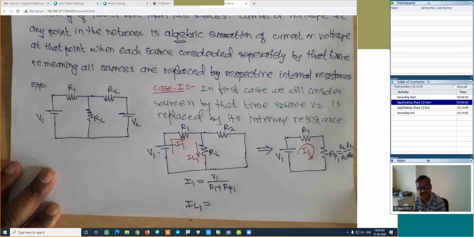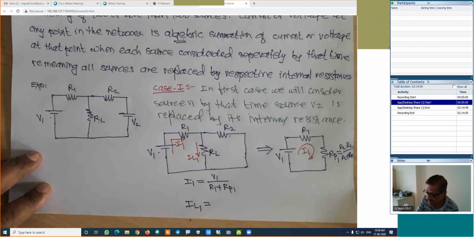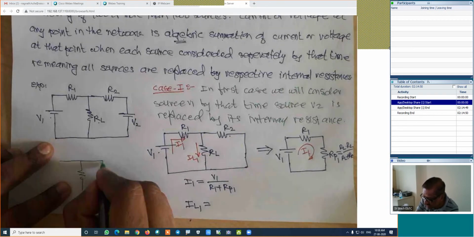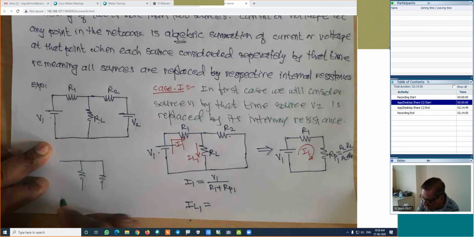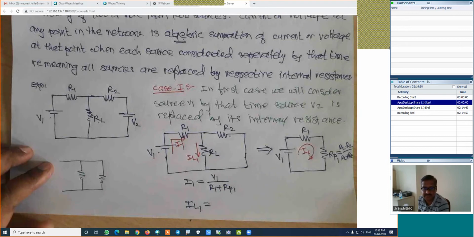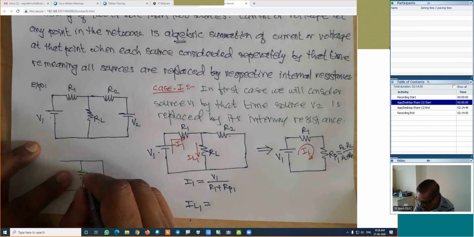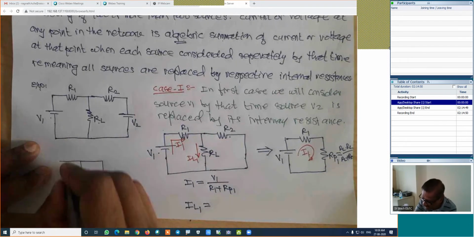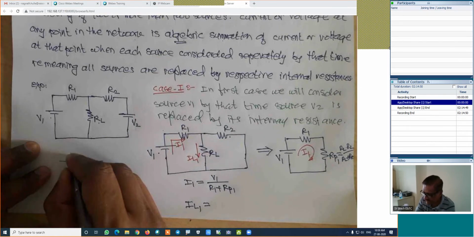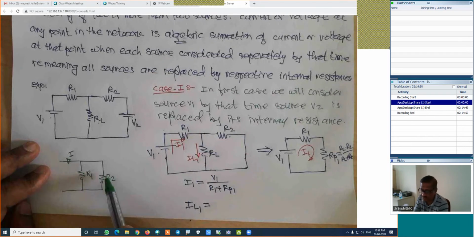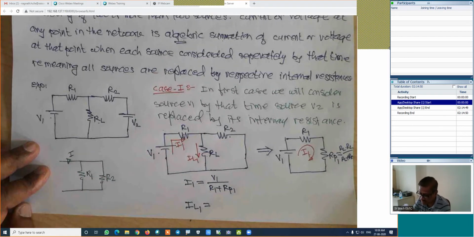I have discussed it previously, still I repeat here. What is the current division rule? Generally we have two rules which have a lot of importance: one is the current division rule and the other is the voltage division rule. Right now I will discuss the current division rule. Suppose this is R1, this is R2, and here is the total current I. If this current and the values of these resistances are known, we can find the current in any branch.